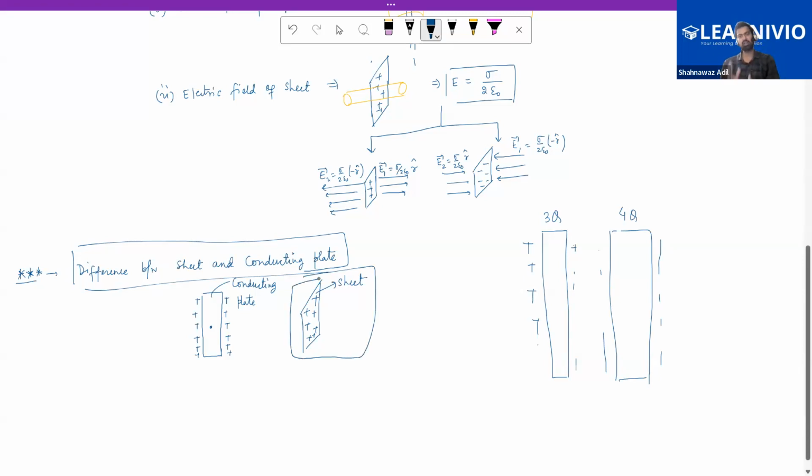A sheet has only one shape, so it doesn't have any inside region. A sheet has only two sides, and from both sides the distribution would be the same. But for conducting plates, the distribution can be different. That is the difference we would be talking about. Please note it down, and if we get time, we'll do one question or we'll stop.